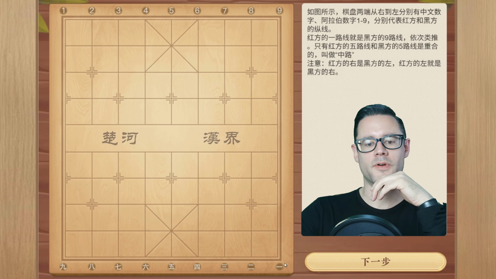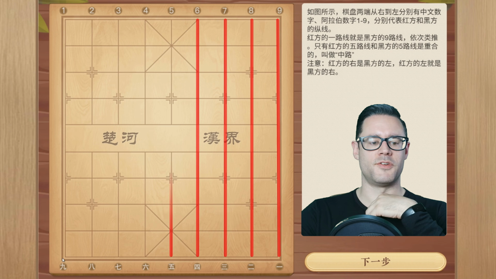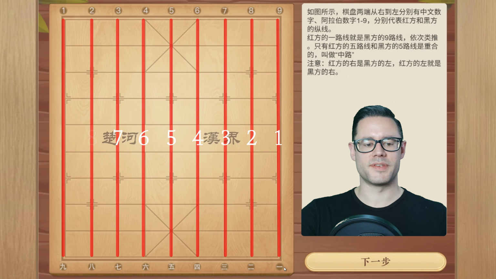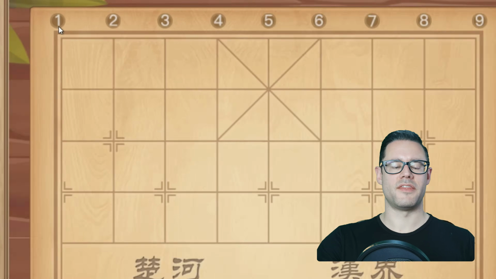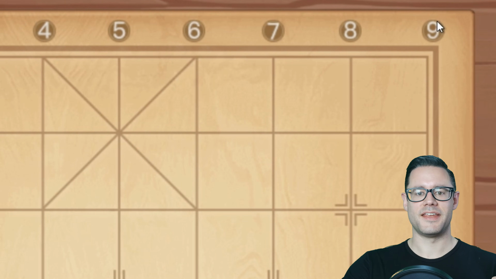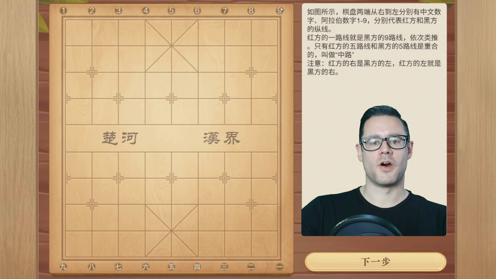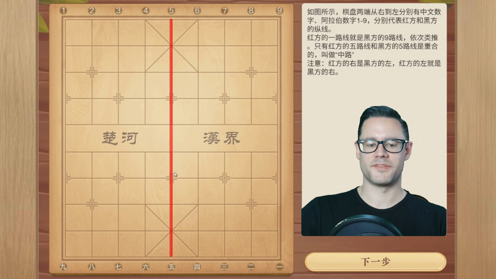As I mentioned before, the files, or the vertical lines, are numbered 1 through 9. And 1 is always on the right-hand side, and 9 is always on the left-hand side. So for the opposing player, 1 is on their right-hand side, which would be your left-hand side, and 9 is on their left-hand side, which is your right-hand side. So all the numbers are reversed between the two players. The only one that matches up is the central file. It's called the central file, and that is the 5th file.